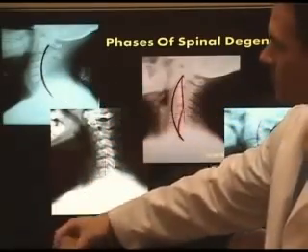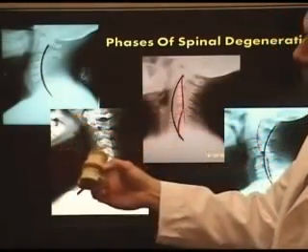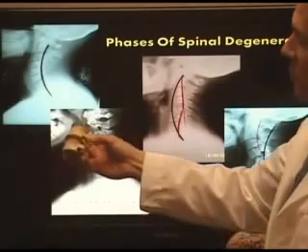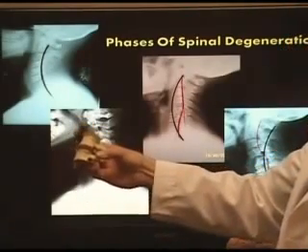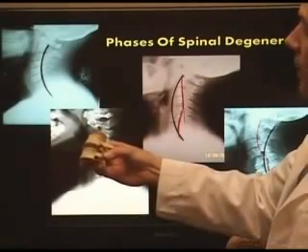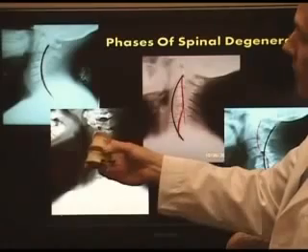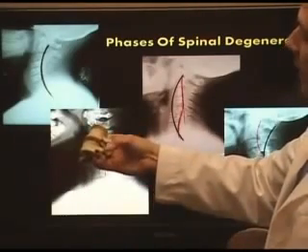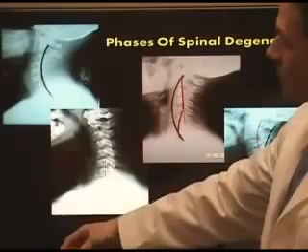Now, the discs are the cushions between the bones, and they provide space between the bones so the nerve can exit out. That nerve can go to muscle, it can go to your organs, it can go to any part of your body. So when you have good open disc spaces, you have nice open spaces for these nerves to go out.